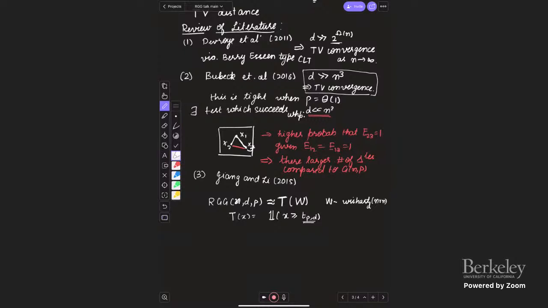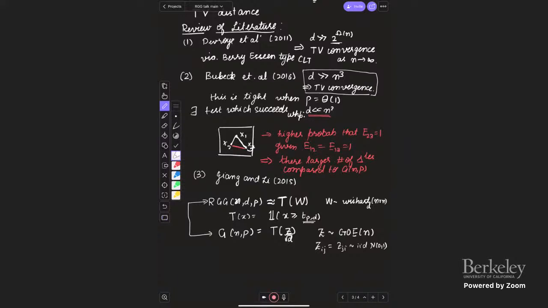Okay, and G(n,p) can be similarly seen as a thresholding of Z over square root d, where Z is the Gaussian orthogonal ensemble of size n. That is, it is a symmetric matrix, such that Z_ij is equal to Z_ji, and each of them is IID normally distributed.